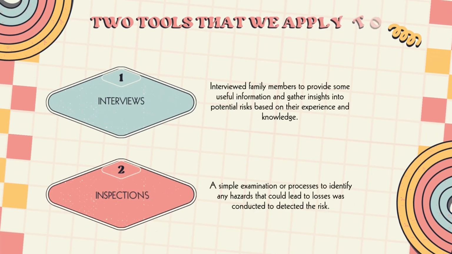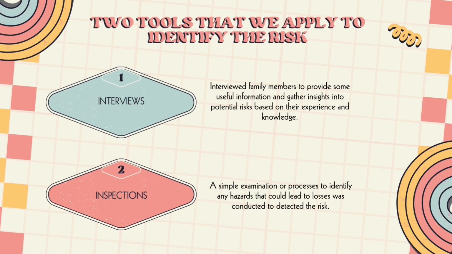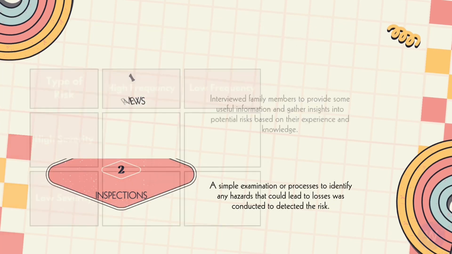Next, in order to effectively identify the risk, we use two main tools. First, interviews. We conduct interviews with family members to gather useful information and gain insights into potential risks based on their personal experience and knowledge. Second, inspections. We involve a simple examination or process to identify hazards that could lead to losses. This process is essential for detecting and assessing potential risks.